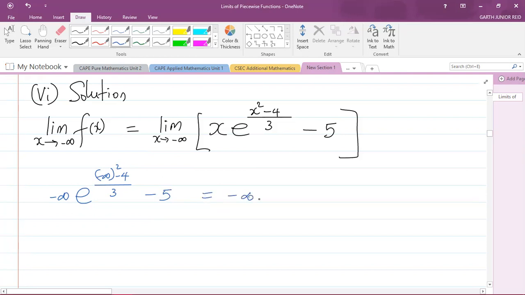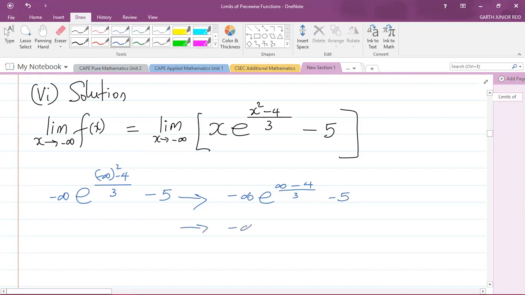So that's negative infinity times e to the power. We don't tend to write equal to, we tend to write the arrow. So negative infinity squared: let's say you have a large negative number and you're squaring that. It will become a positive number. It's still going to be large, but positive. So that's going to be infinity, subtract 4 over 3, minus 5.